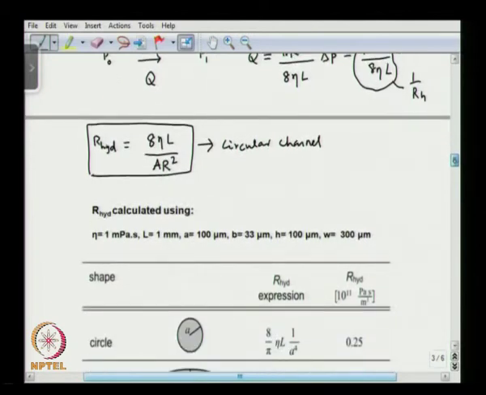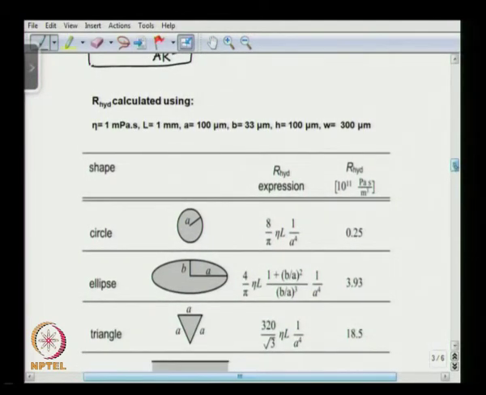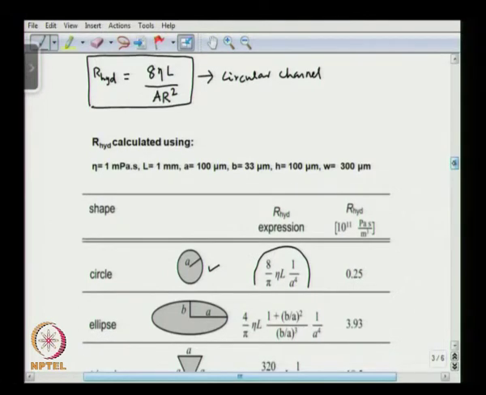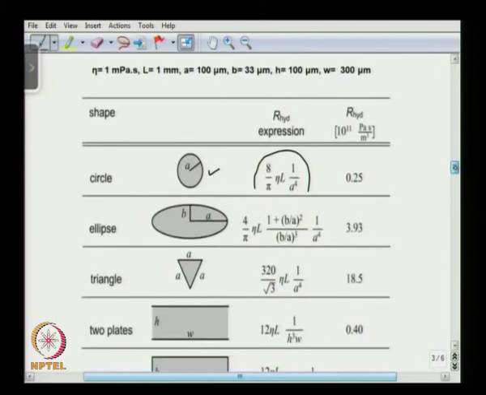Now let us look at the hydraulic resistance of different channel cross sections. First look at the circular channel cross section, and here the hydraulic resistance is what we just obtained, 8 eta L over A R square, which is pi A^4, A being the radius of the circle. If A is 100 micron, the hydraulic resistance is about 0.25 into 10 to the power 11 Pascal second per meter cube. Now consider an elliptical channel where A is half of the major axis and B is half of the minor axis, A being 100 and B being 33 micron, then the hydraulic resistance is going to be 3.93.